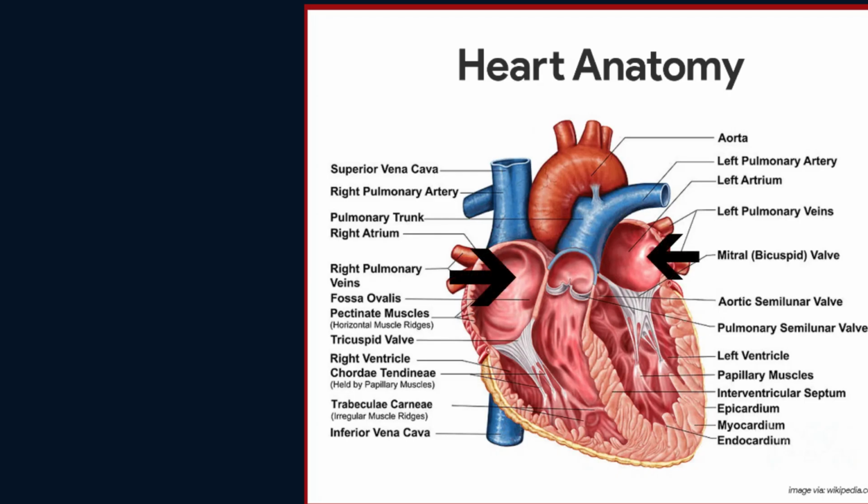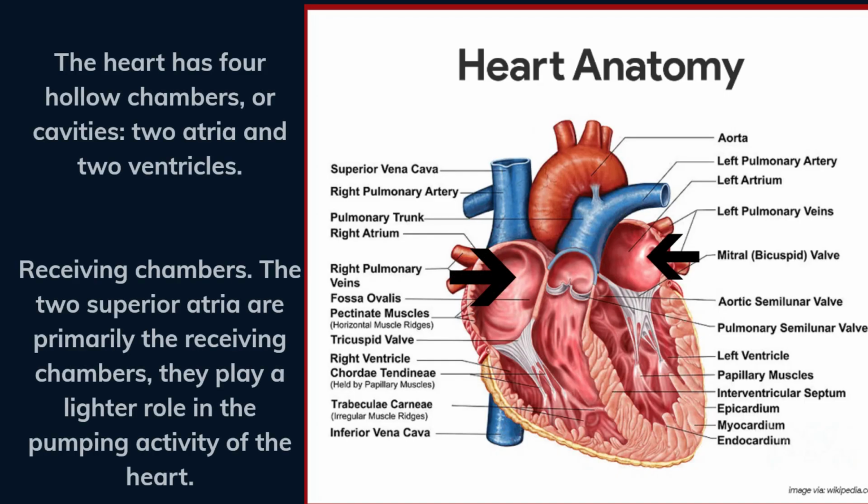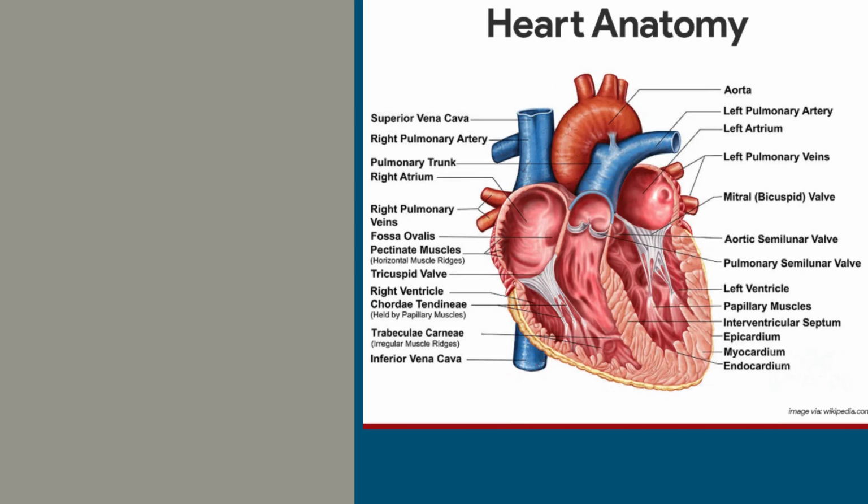Chambers of the heart. The heart has 4 hollow chambers, or cavities, 2 atria and 2 ventricles. Receiving chambers. The 2 superior atria are primarily the receiving chambers. They play a lighter role in the pumping activity of the heart. The great blood vessels provide a pathway for the entire cardiac circulation to proceed.